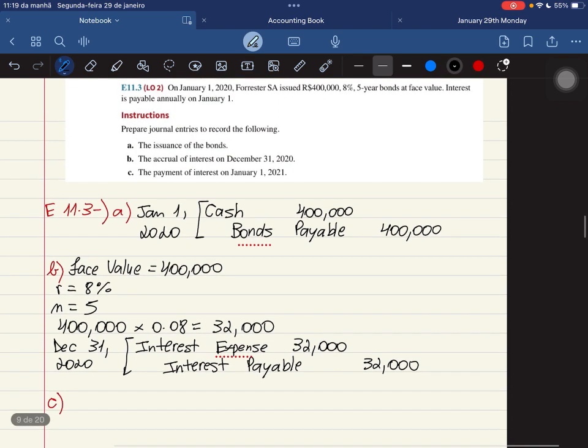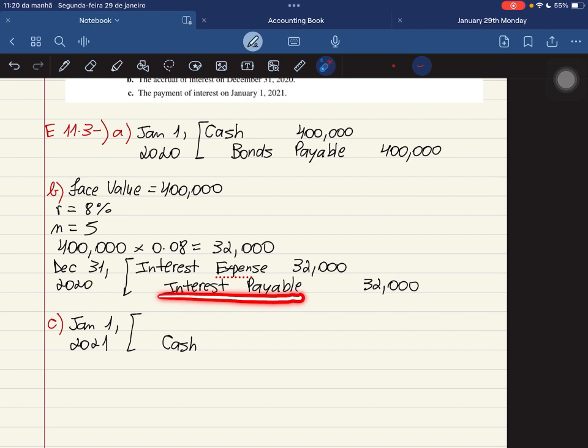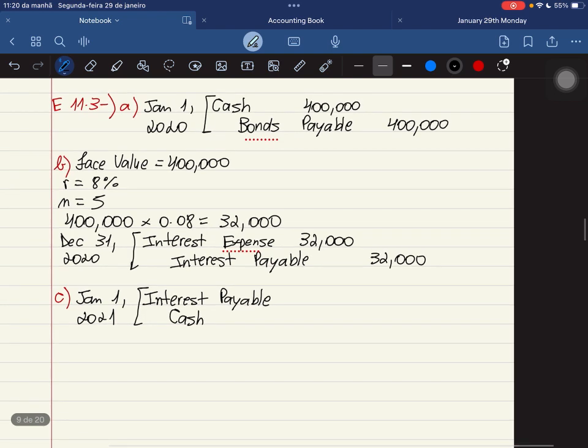C. The payment of interest on January 1st of 2021. Okay, so now we can actually pay this interest. If we are paying something, our cash has to go down, right? Because we're using it in order to pay. Originally, we said that the interest payable is going up. Now, after we pay it, we have to reduce this interest that we previously said that we had to pay, because we will no longer have to pay that amount anymore. So over here, we can debit interest payable in order to cancel that amount that was due before, because it will no longer be due in the future.